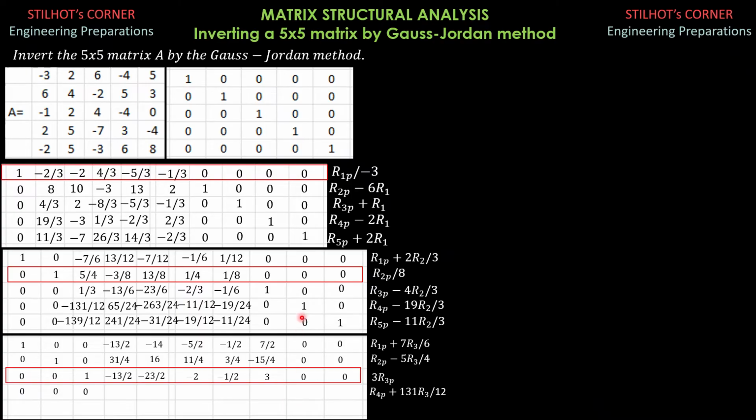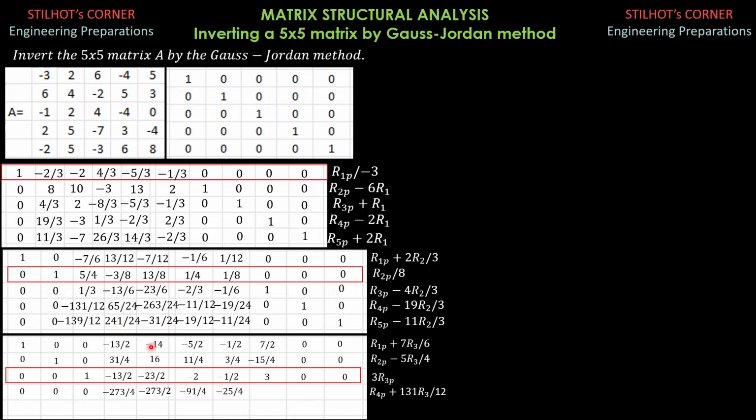Then 1 plus 131 over 12 of 0 is still 1. 0 plus 131 over 12 of 0, 0. Then row 5, we make this 0, so it should be row 5 previous plus 139 over 12 of row 3. That's the formula for this row. So it's 0, 0, 0.